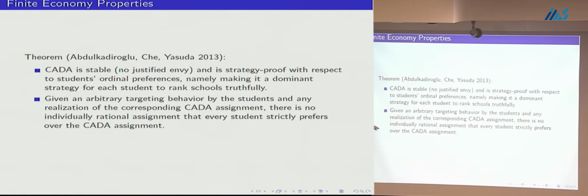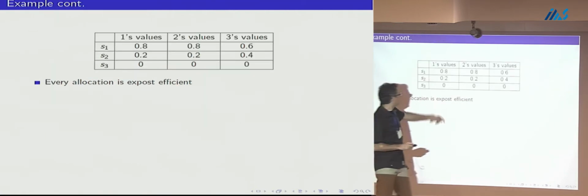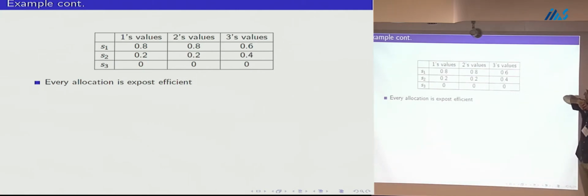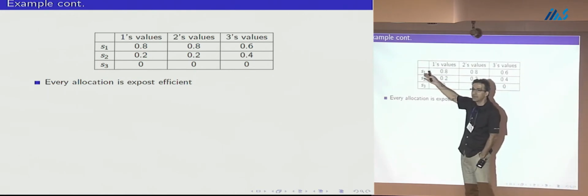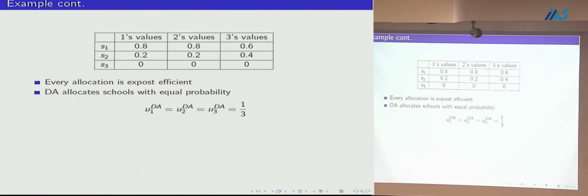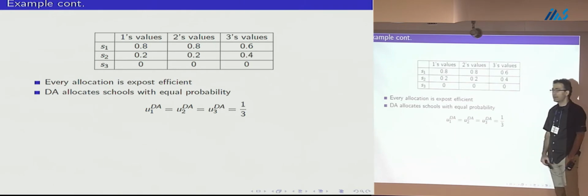Efficient with respect to ordinal preferences. Now, here's the example again. In that example, there are no priorities, so every allocation is going to be ex post efficient. Everybody likes school 1, then school 2, then school 3. And default acceptance allocates schools with equal priority, and that's what they are going to get.